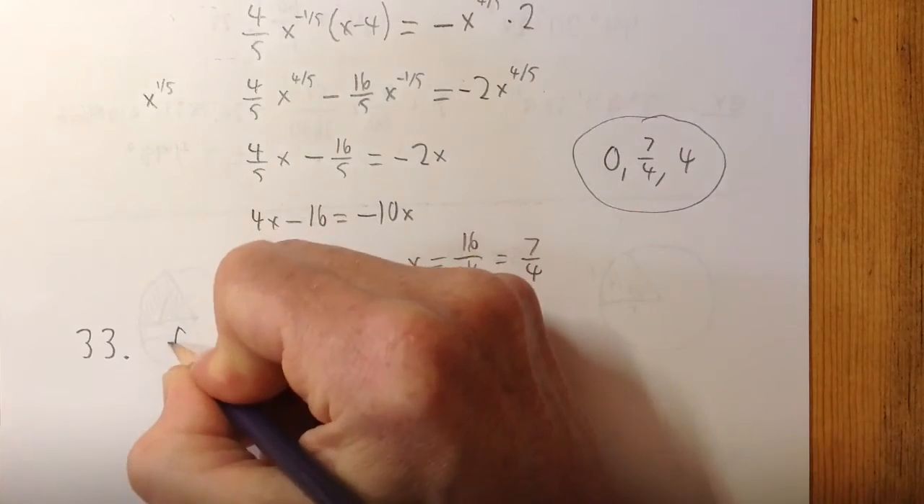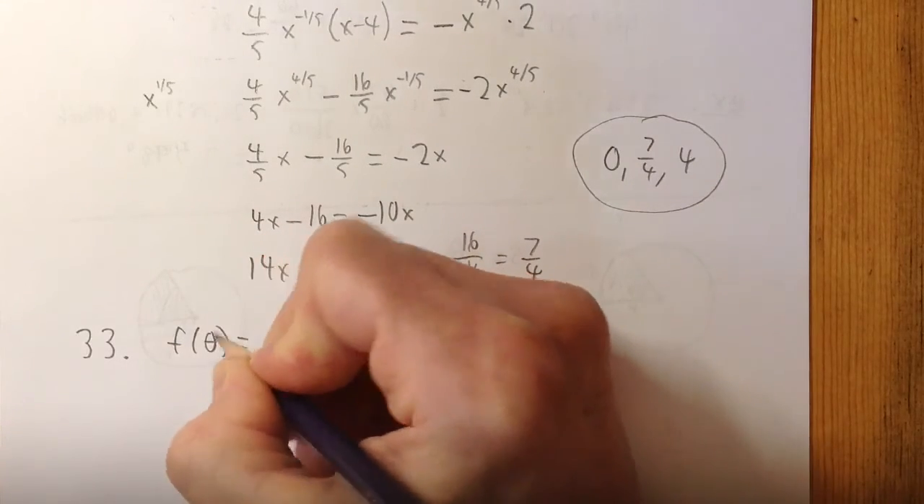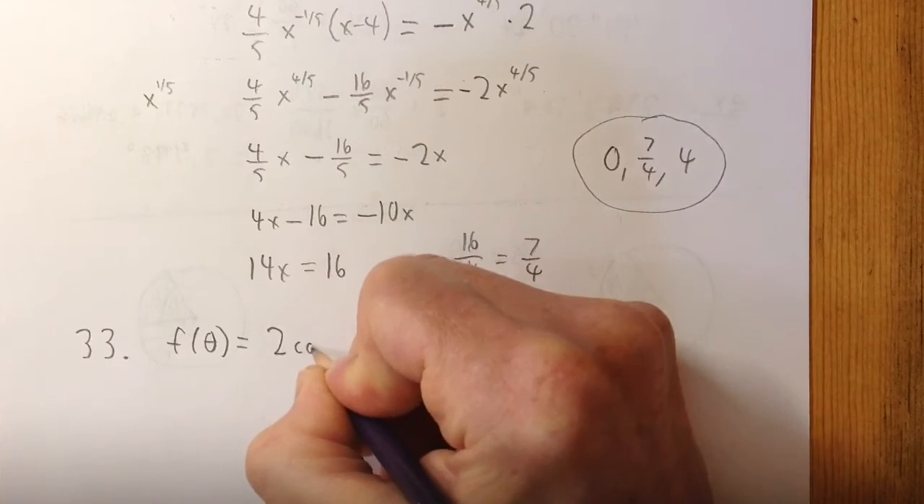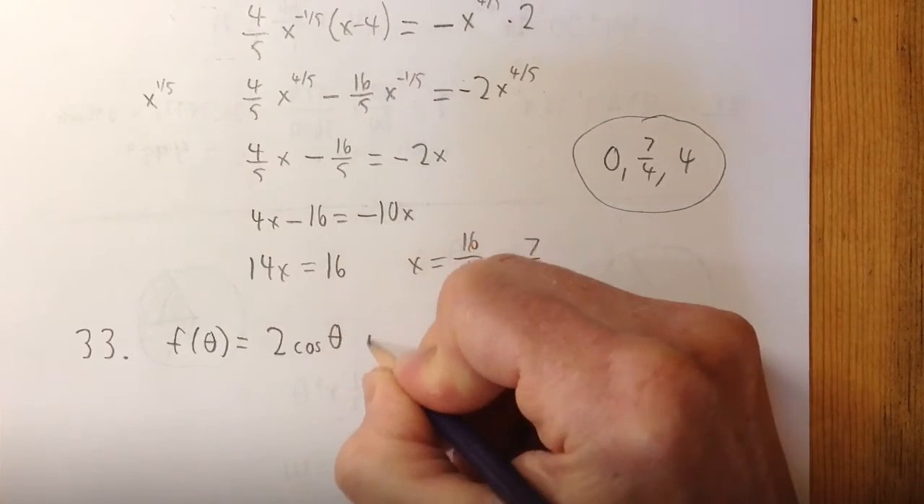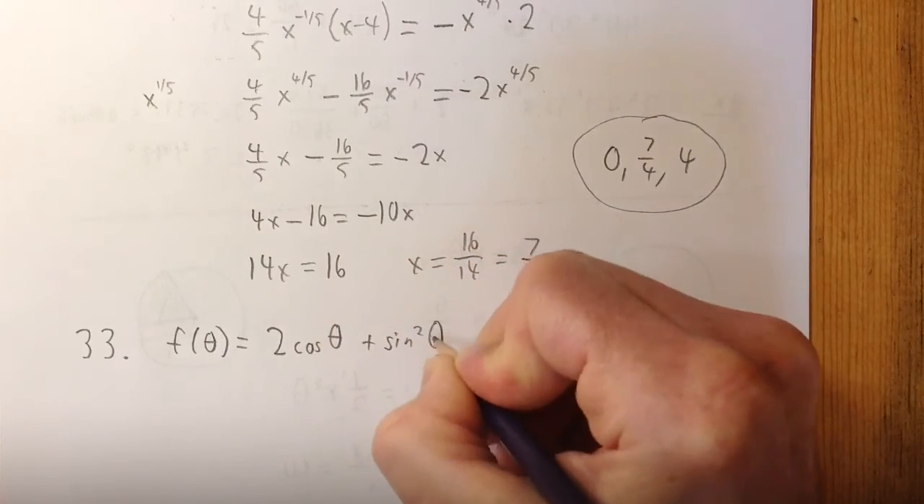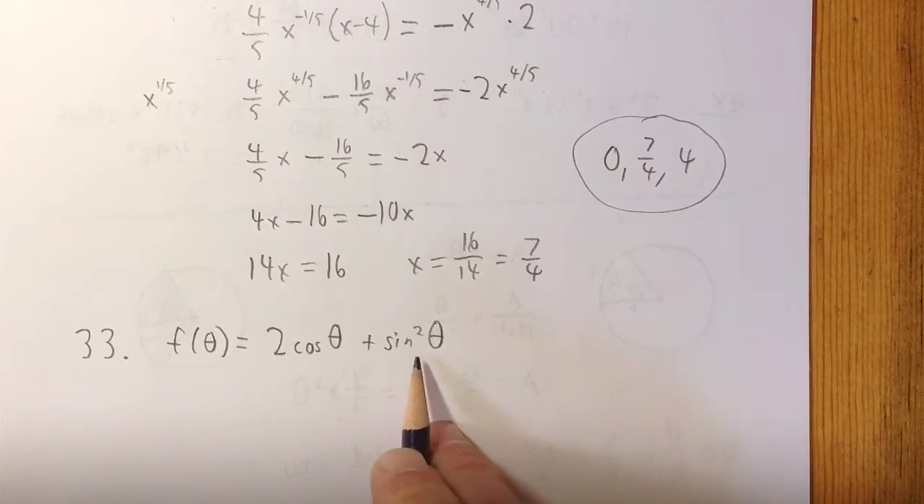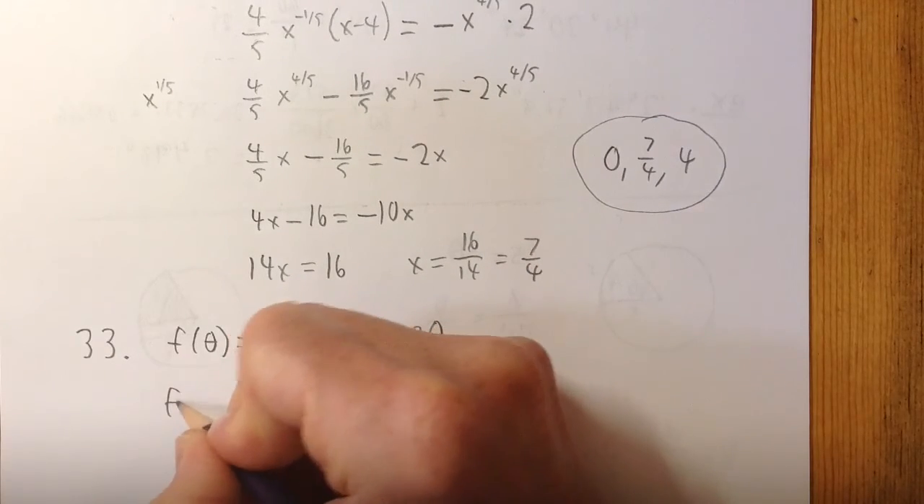33 is a trigonometry one, which is really good practice, as we're going to see a lot more of these kinds of things. So 2 cosine theta plus sine squared theta. Again, we want to find where the slope is 0 or undefined. So let's take the derivative.